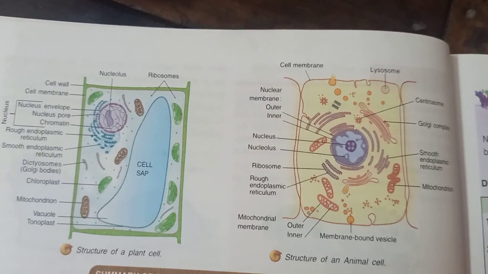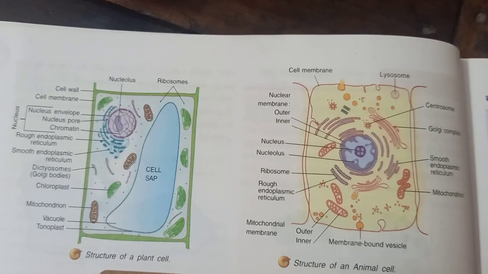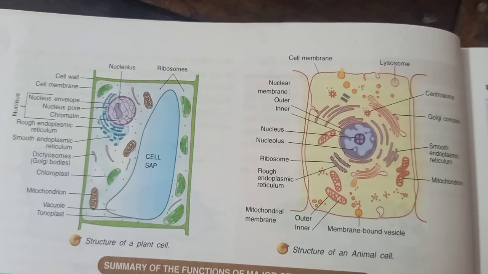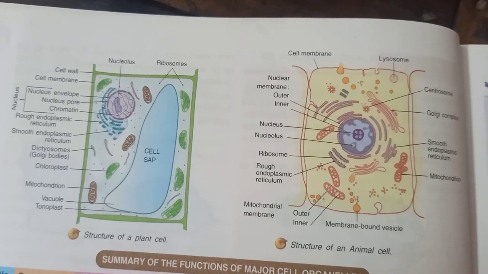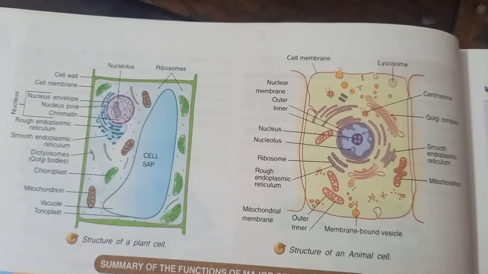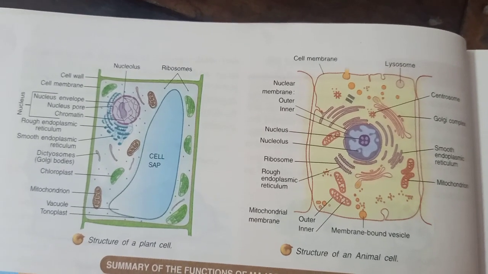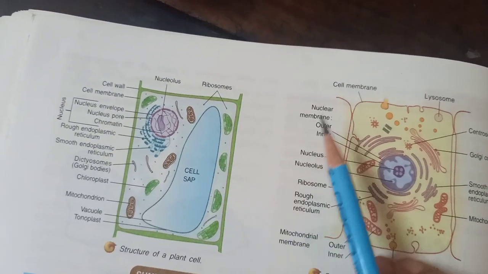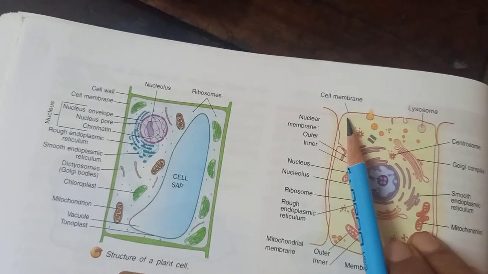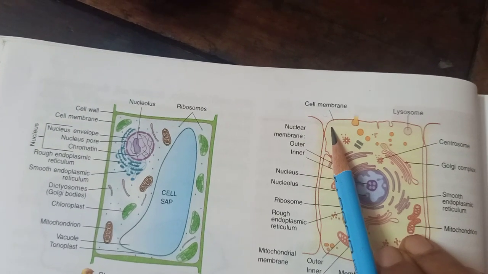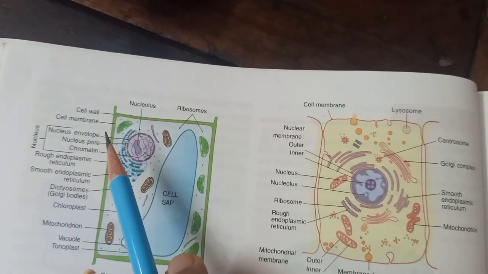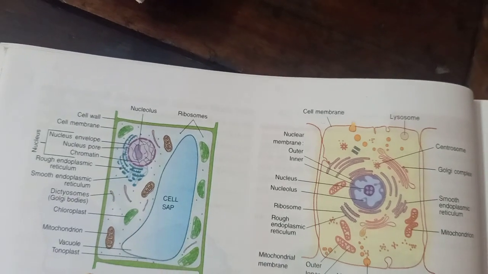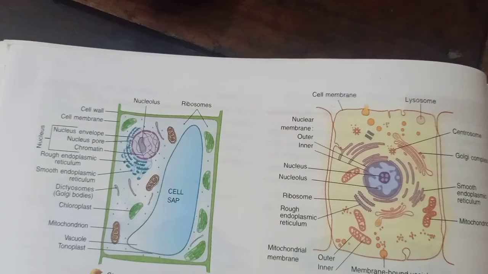Now children, here you can see the two diagrams of the structure of a plant cell as well as the structure of an animal cell. Plant cell, I think you all have drawn in your copies. Now you have to draw the structure of the animal cell also in your biology copy. First we see this cell membrane. The cell membrane is present in animal cell as well as in plant cell. But the cell wall is present in plant cell, but it is absent in animal cell.